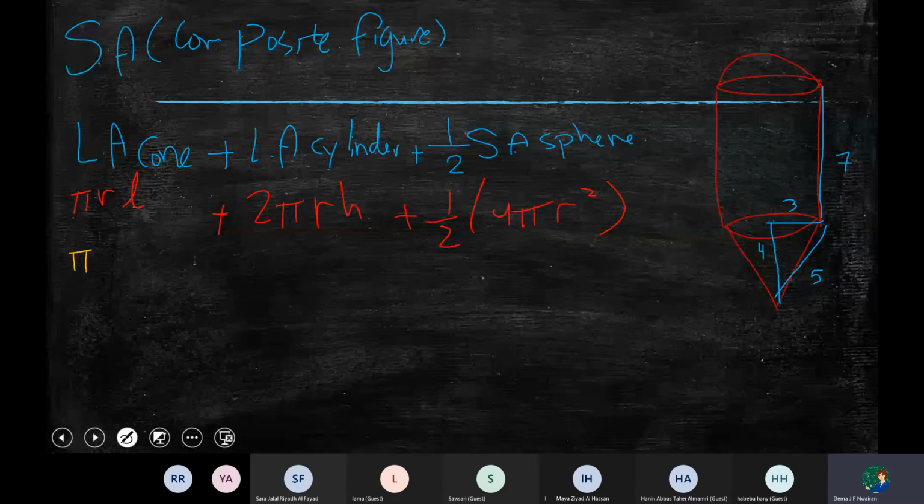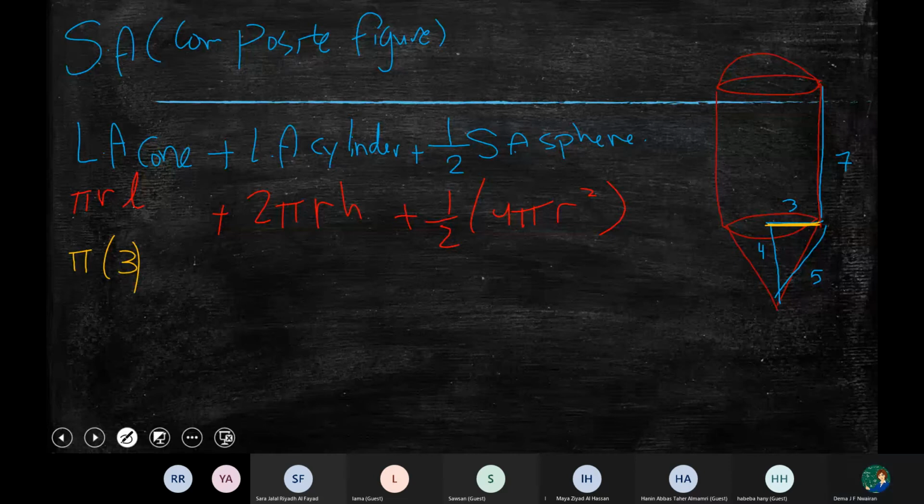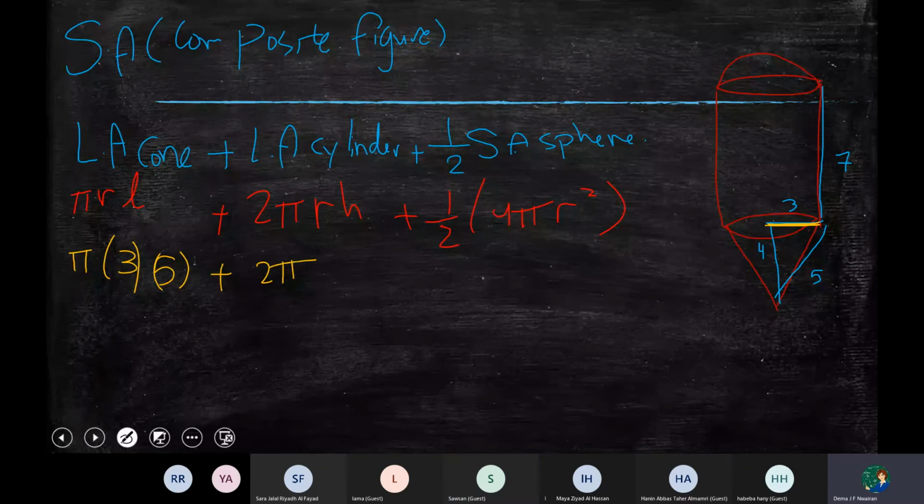Now what is the radius here? It's 3. And the slant height, let's talk about the cone now. We said this is the radius, and where's the slant height? It's 4. Is it 4 or 5? It's 5, the slant height. Plus 2 pi r.